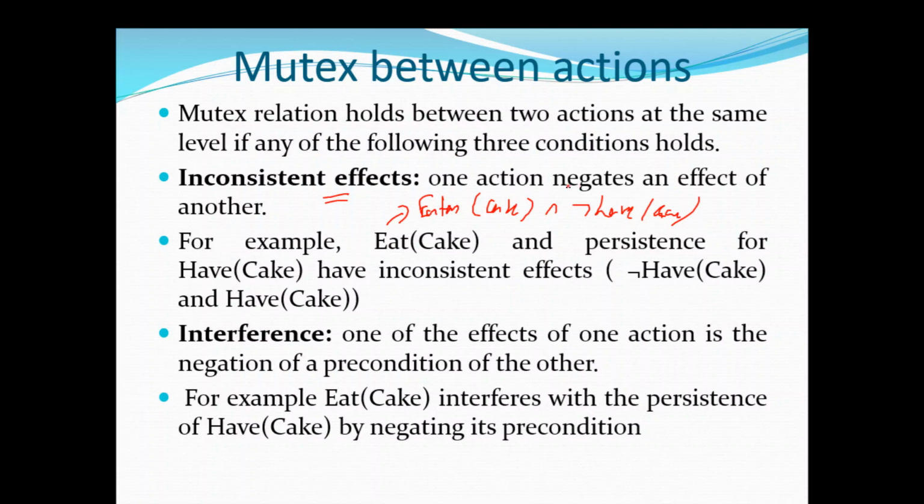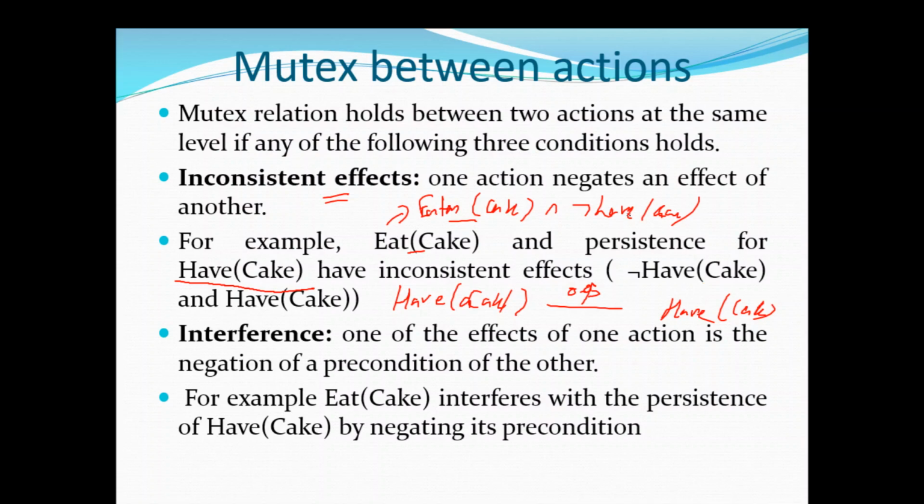One action negates an effect of another. So eat of cake, this is the effect: eaten of cake and not have of cake. Now let us consider this rule also. This fluent also has have of cake, but we want to apply the persistence rule. When you apply persistence rule, basically we are applying no operation. So when you apply no operation, have of cake will be continued as have of cake only.